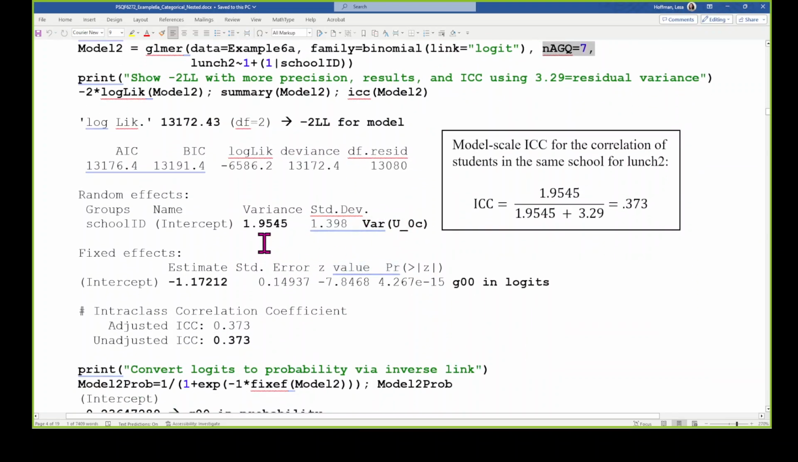Intraclass correlation, we have an estimated random intercept variance of 1.95, so I can throw that in my ICC formula with 3.29 as my level 1 residual. So this is in logits. But in logits, the amount of variance that is due to school mean differences in the probability of a student getting free lunch is 37%. So you can still talk about the ICC in the same type of way.